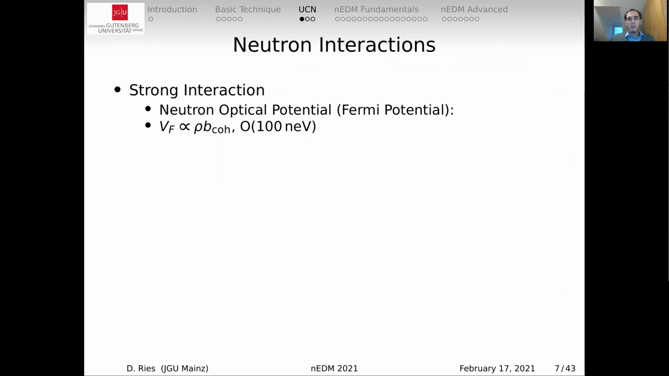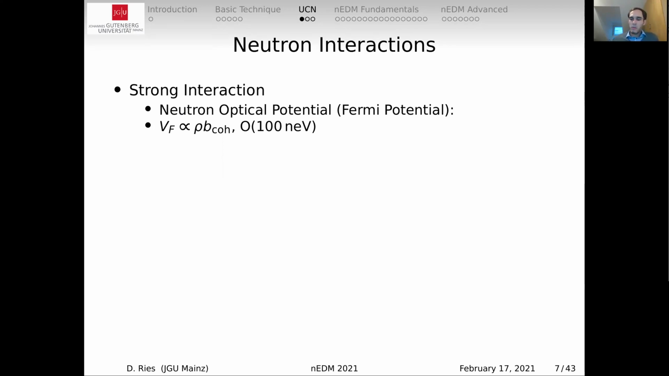So if you look at a free neutron, the free neutron interacts actually in four significant ways. The first is due to the strong interaction. The neutron experiences a so-called optical or Fermi potential if it approaches a material wall. So not if it approaches a single atom or nucleus, but if it approaches a wall of material, then it sees this Fermi potential. These potentials are typically positive and on the order of about 100 nano electron volts. So very tiny energies, only 100 nano electron volts.